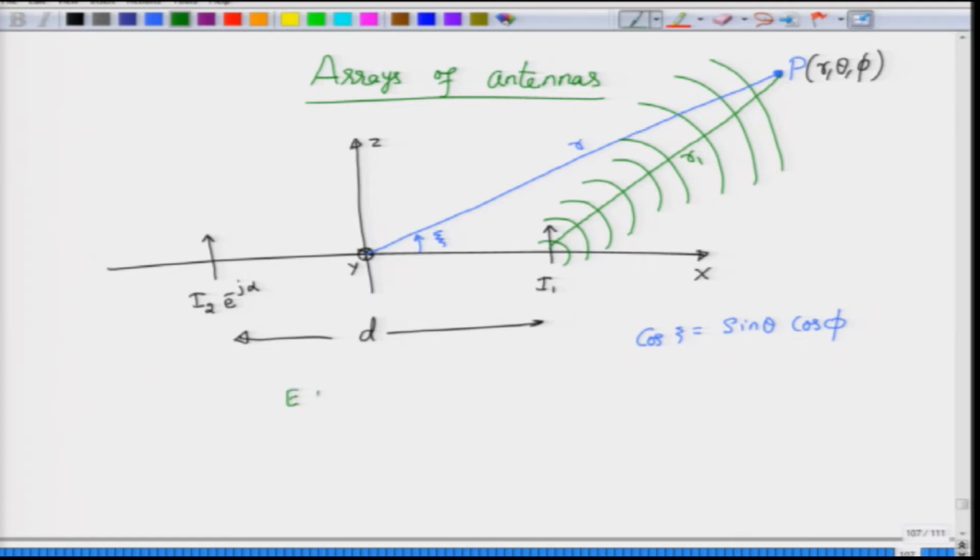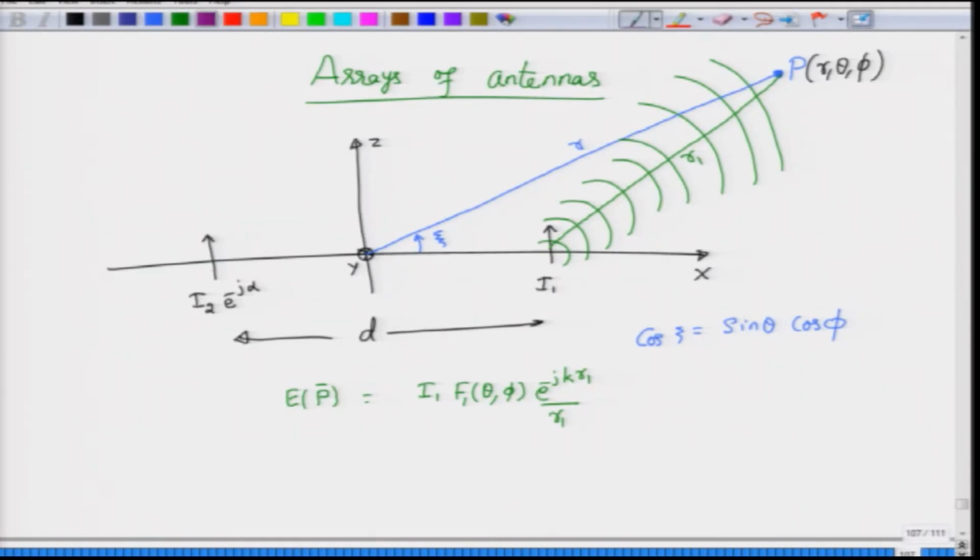The electric field, because of only the antenna with I1, will be I1 times some antenna pattern which we will call F1 of theta and phi, that is the field pattern of the first antenna, and then you have e to the power minus j k r1 divided by r1, that is the spherical wave amplitude that you are going to get. So far so good.